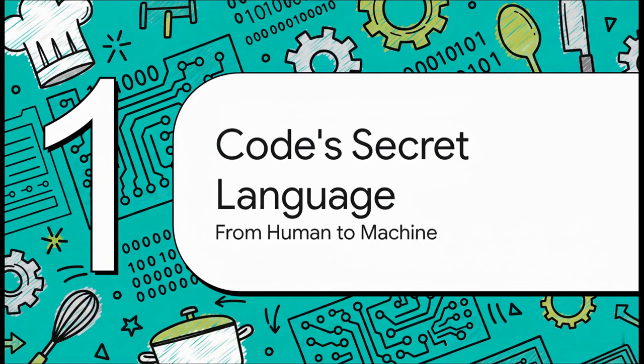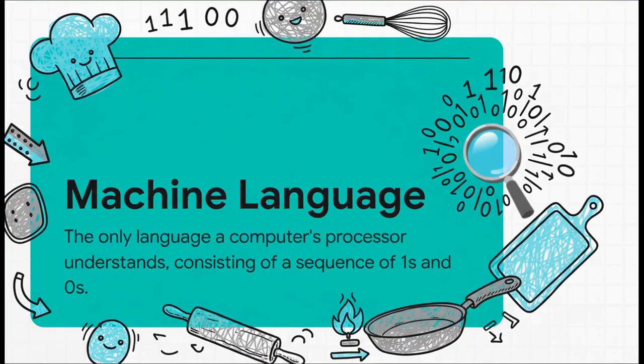All right, first things first, we need to solve the biggest communication gap in the world. How do we, with our complex ideas, talk to a simple processor? How do we tell the head chef what meal we want to create? Well, at the very, very bottom, the CPU understands only one thing, machine language. And it is incredibly simple. It's just a long sequence of ones and zeros.